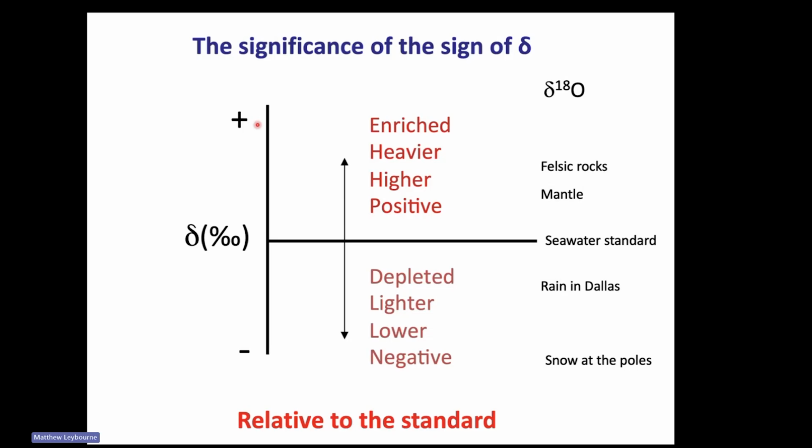If it's negative values, we could call them depleted, lighter, lower, or negative. So rain in Dallas is less than the seawater standard, and snow at the poles, as we'll see in a minute, is even more negative. Okay? So that's relative to any given isotope standard. In the case of oxygen and hydrogen, we use seawater as the standard.